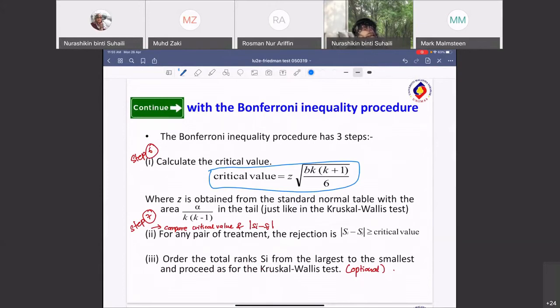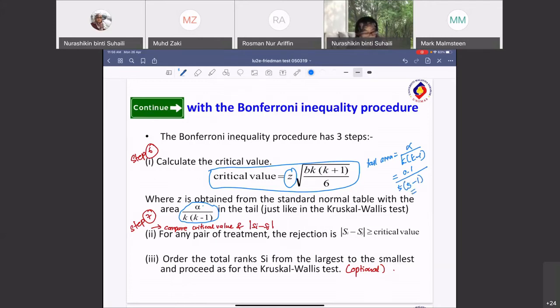Okay, everything here you already have the info, except Z. You need to find the Z. So how to find the Z? First, you have to find the tail area. The formula is the same as in the Kruskal-Wallis test. Find this tail area, which is equal to alpha over k minus 1. Okay, alpha is given as 0.1 in this problem. K is 5. Yeah, 5 minus 1.